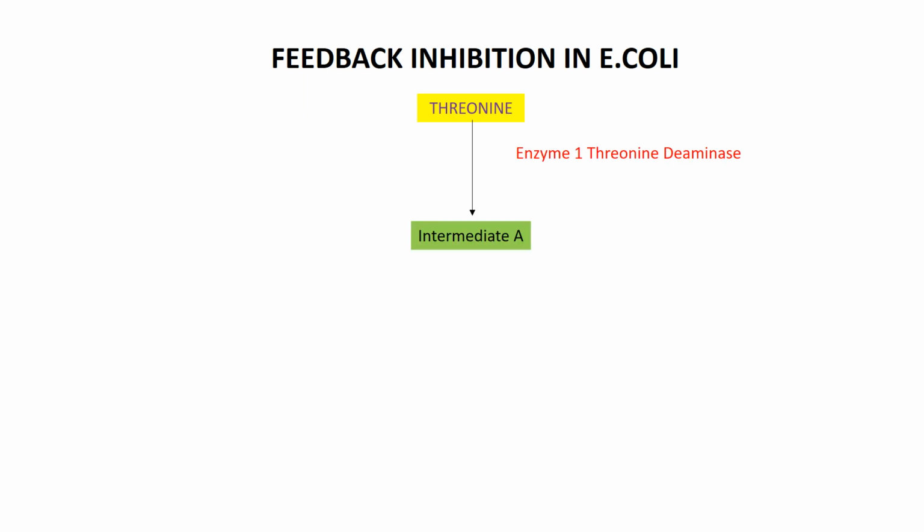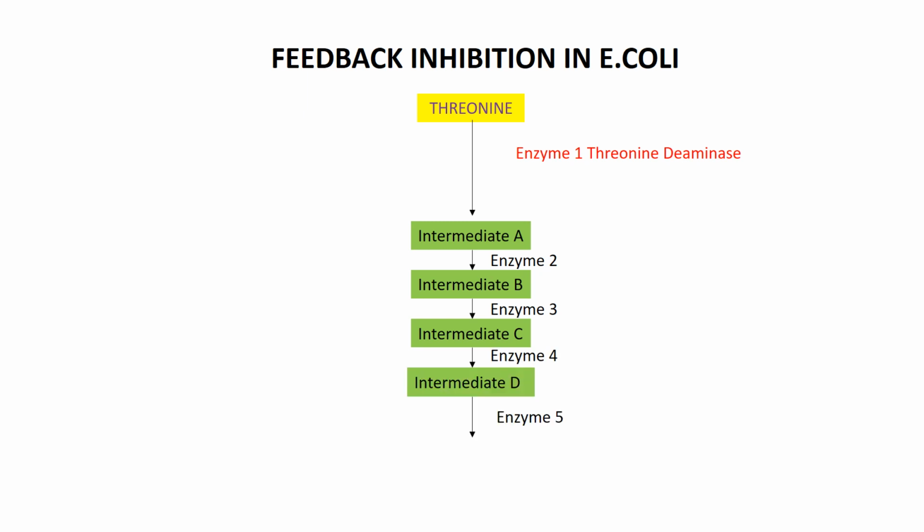The bacterium E. coli can be used to demonstrate feedback inhibition in the synthesis of the amino acid isoleucine, which is required for the cell's growth. In this metabolic pathway, the amino acid threonine is enzymatically converted to isoleucine in 5 steps. Step 1, Step 2, Step 3, Step 4 and Step 5.